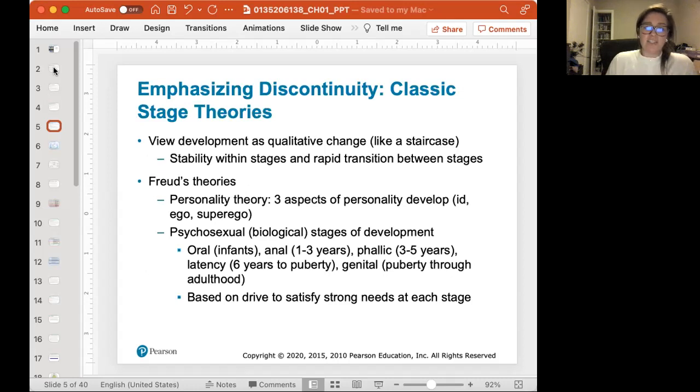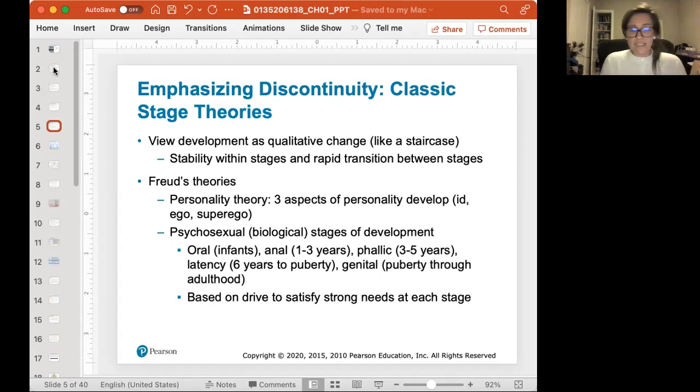So classic stage theories, they view development as a qualitative change, like a staircase, right? A qualitative change, right? Characteristics changing, developing. There is stability within stages and sometimes rapid transition between stages, pending that someone or a child, a baby, doesn't have any intellectual developmental issues preventing progression up the staircase, as you will.